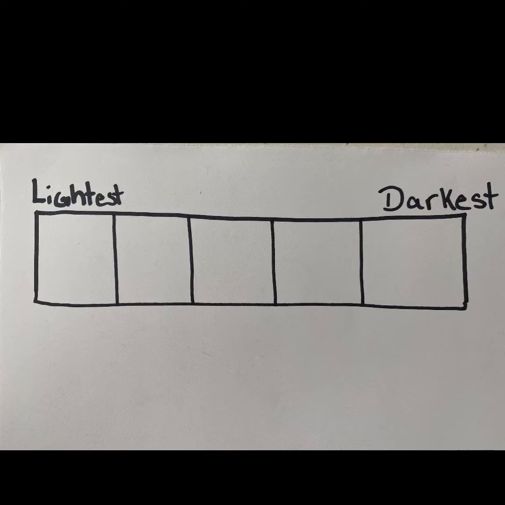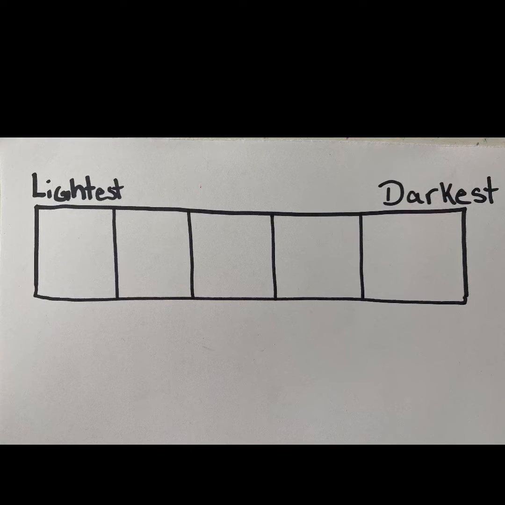On a piece of paper, I want you to draw a long rectangle with 1, 2, 3, 4 lines in it, splitting the rectangle up evenly into 5 boxes. On the left, I want you to write lightest, and on the right, I want you to write darkest. Value really just means the lightness or the darkness in a color. So I'm going to show you what that means and how to create a range of value that you can apply to your art.